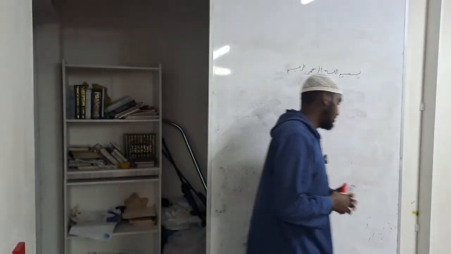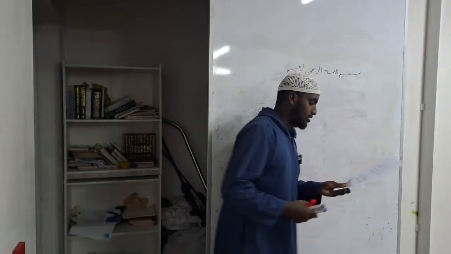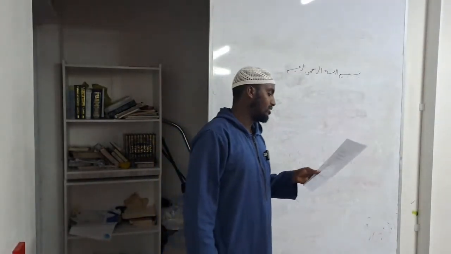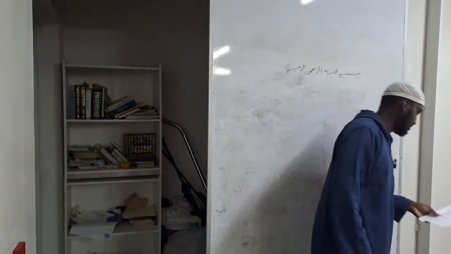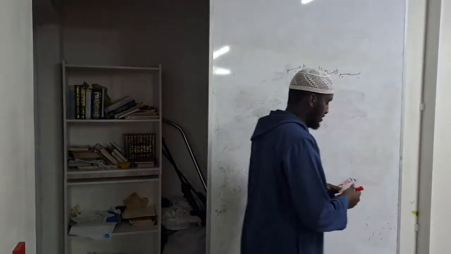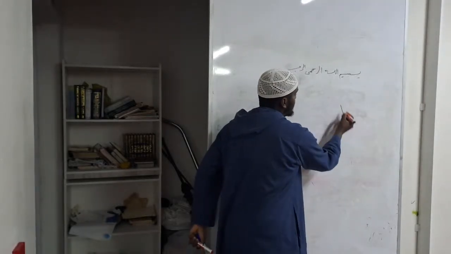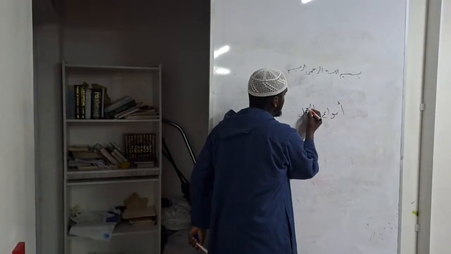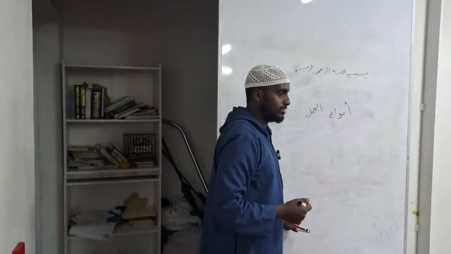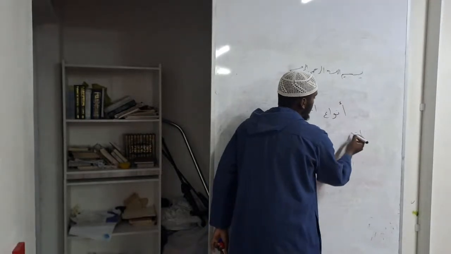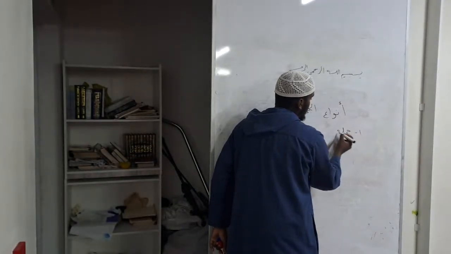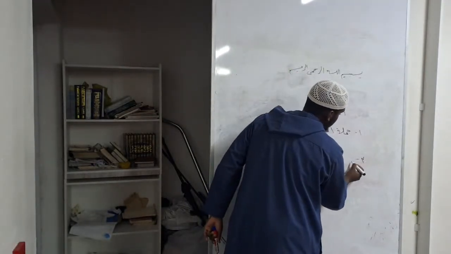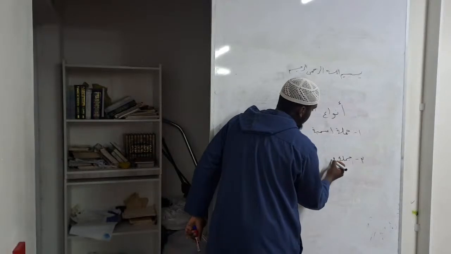Then the second, there we have types of sentences. Anwa'ul jumal, or anwa'ul jumla. Types of sentences. In Arabic, we have two types of sentences. Al-awwal, the first, is a jumlatun ismiyah. And the second is a jumlatun fi'liyah.